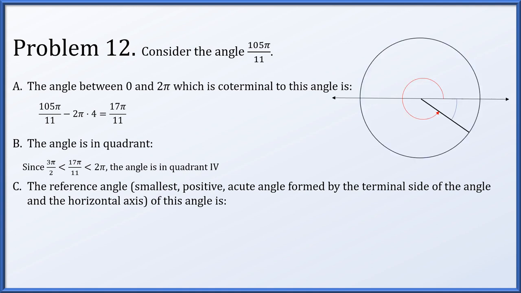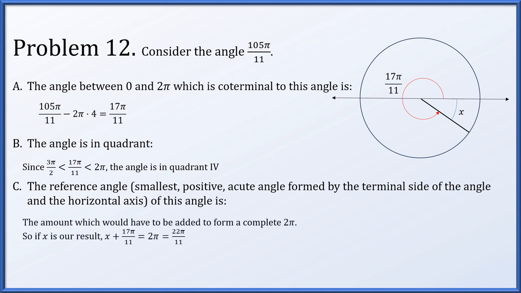So here is a picture of our quadrant 4 angle. However, if I want to measure an acute angle with the x-axis, it's the little blue angle marked instead, but that would just be the missing piece to complete all the way to 2 pi. So 17 pi over 11, our angle, plus the angle we're actually interested in, which I'm calling x, would give us a complete 2 pi, a complete rotation. So x plus 17 pi over 11 is 2 pi, solved for x, 5 pi over 11. There's the reference angle.